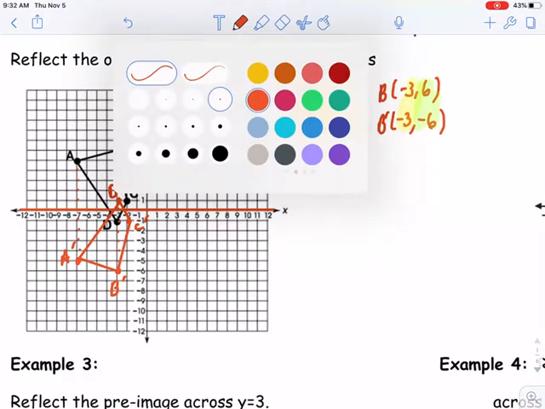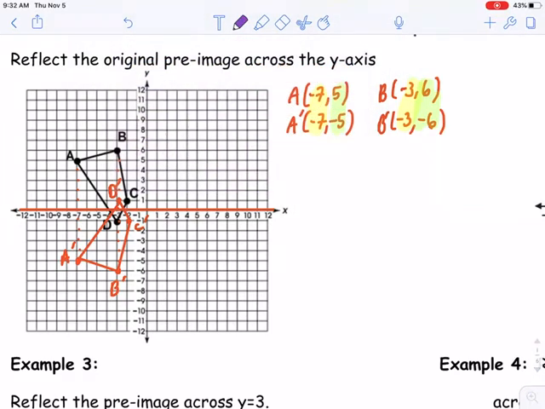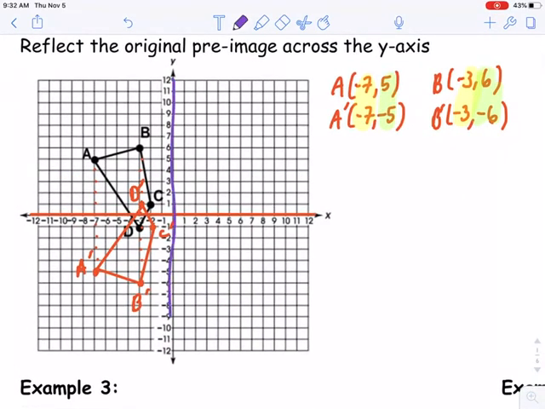And now let's reflect the original pre-image over the y-axis. So the hardest part about reflecting over the x or y-axis is just remembering which axis is which. A common mistake, even me, sometimes I goof up my axes. So now A is 7 to the left, so A prime will be 7 to the right. B is 3 to the left, so B prime will be 3 to the right. C is 2, so 2. And D is 3 to the left, so it'll be 3 to the right. And then we'll make this look like this. Very nice.